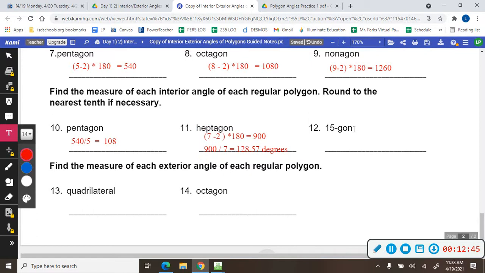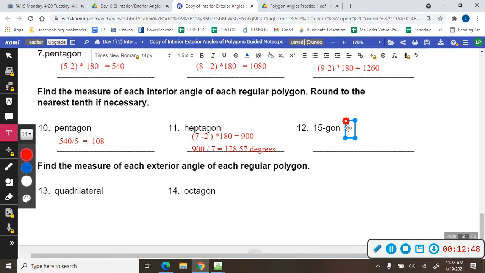A 15-gon. I have to take 15 minus 2 times 180, which is 13 times 180. That's 2,340. So that's the measure of all the angles. To find the measure of one angle, I take 2,340 divided by 15, and that'd be 156.